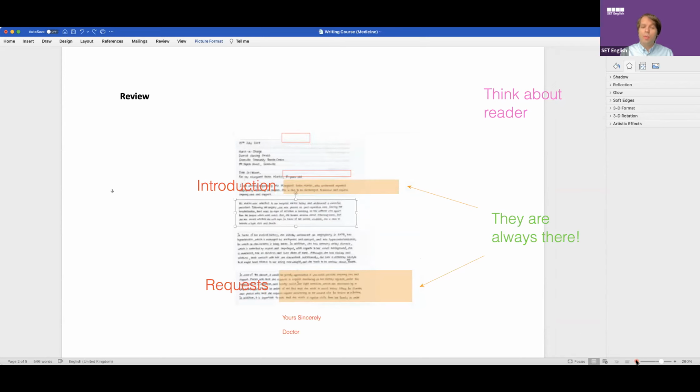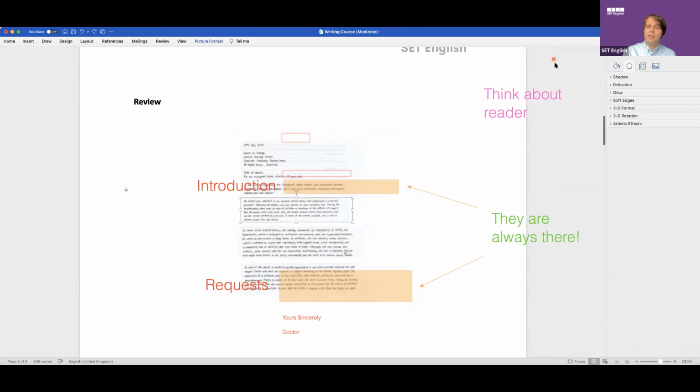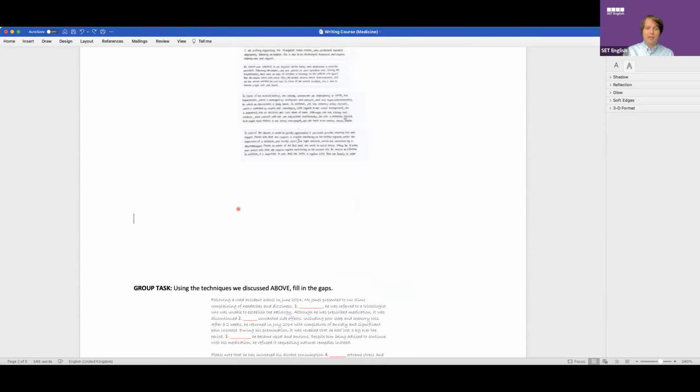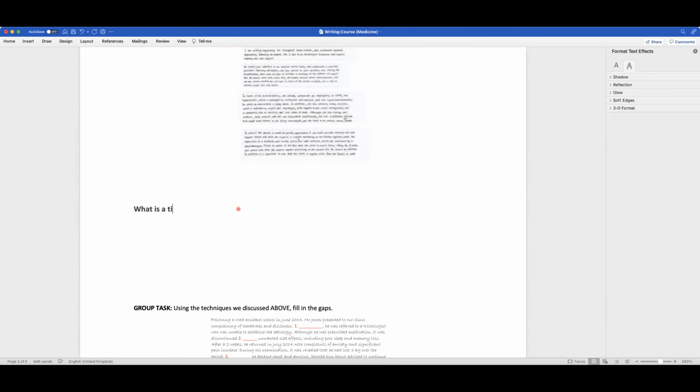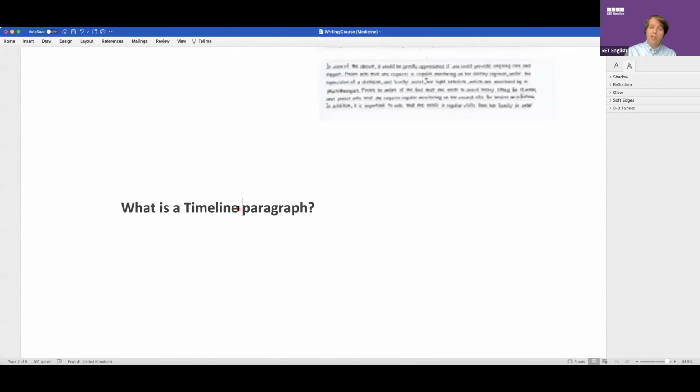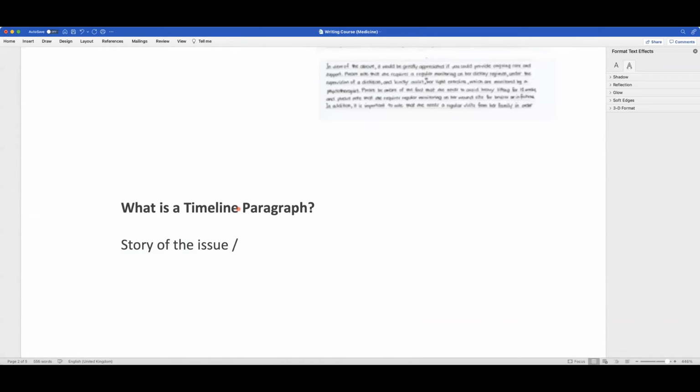Now, let's talk about timelines in more detail. What is a timeline paragraph? Can anyone tell me what actually it is? The story of the current issue. Let's just say the issue. What does issue mean, Rajput? The problem, the current problem. Yeah, exactly, the situation. So that's one way of thinking.